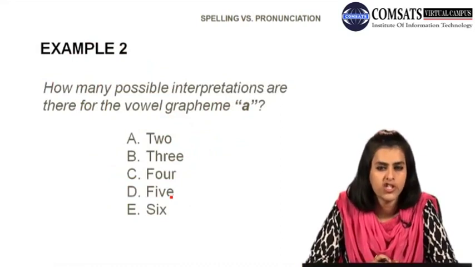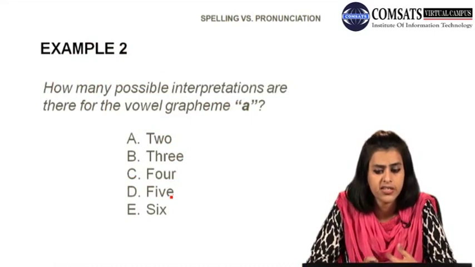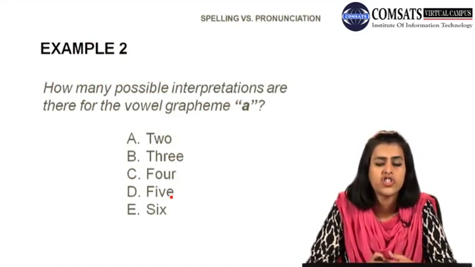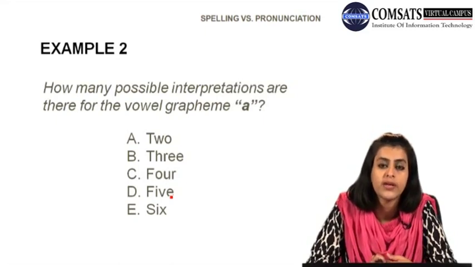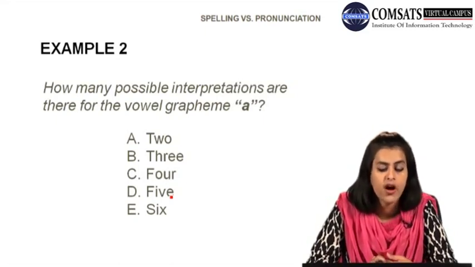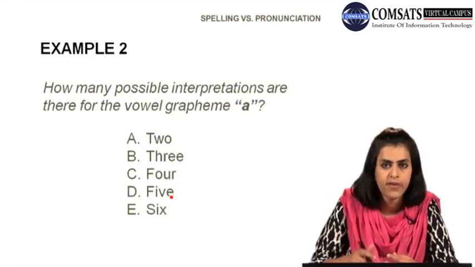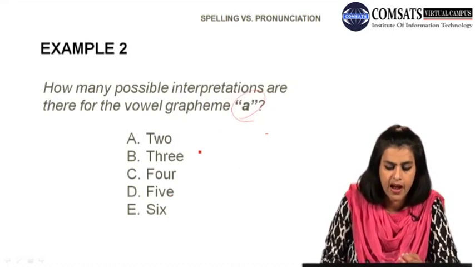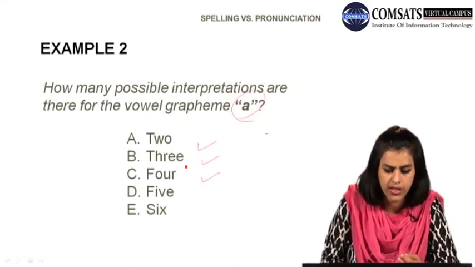We would talk about each and every category once we are done seeing the differentiation and interference of these words which are attached to one particular letter in the language, and how they are pronounced in different words. Now, how many possible interpretations are there for the vowel grapheme A? There are 1, 2, 3, 4, 5 and 6.